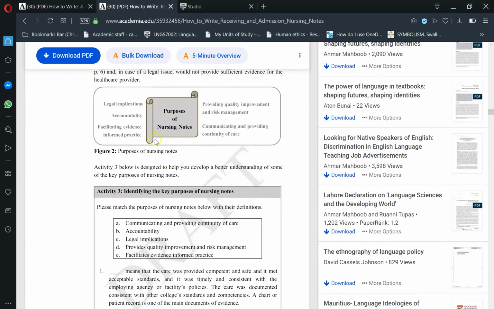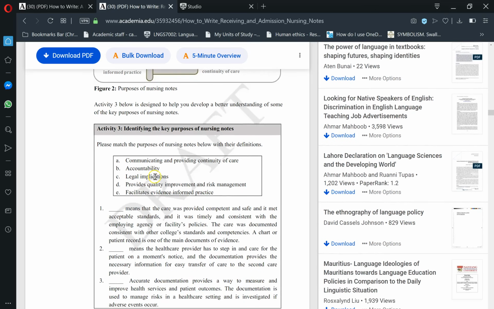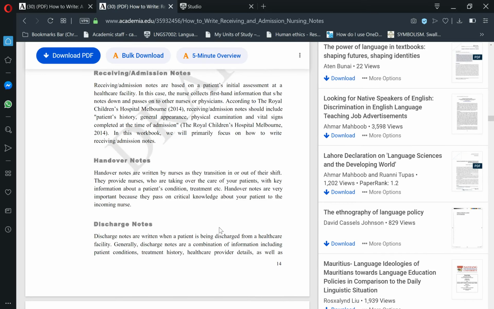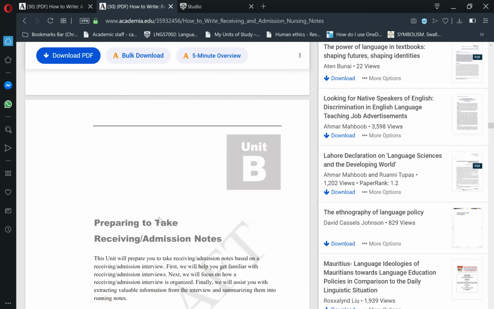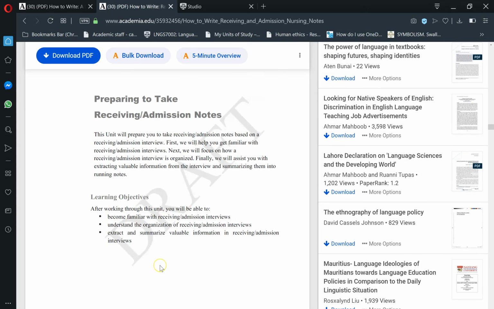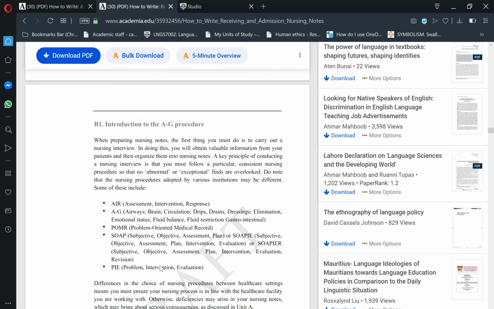Again, they have a little diagram here. And again, they have activity on the purposes of writing nursing notes, the different types of nursing documentations that they have. Again, preparing on how to take receiving and admissions notes.